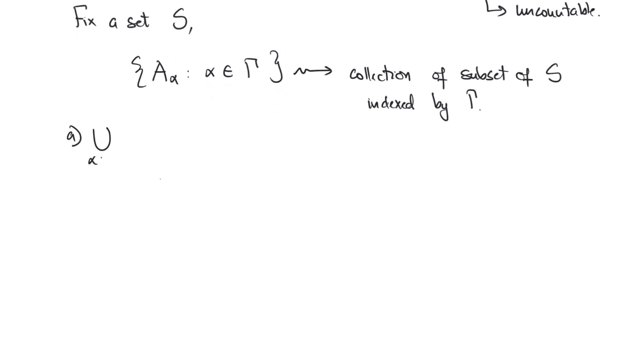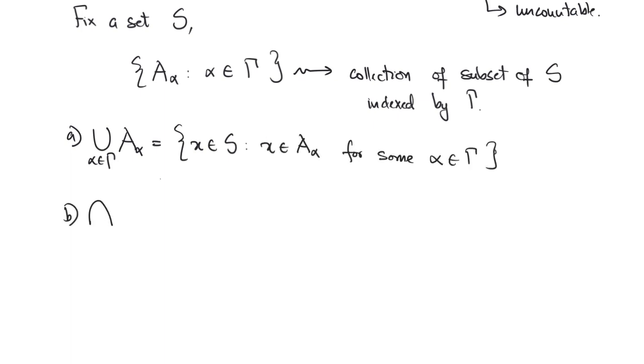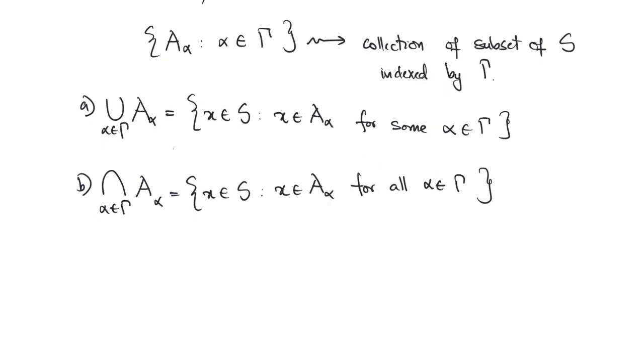Then the union over gamma of all the A alphas is going to be the set of all x's such that x lies inside A alpha for some choice of alpha inside gamma. Similarly, the intersection along gamma is going to be the set of all x's inside the sample space such that x lies inside A alpha for every alpha inside gamma.